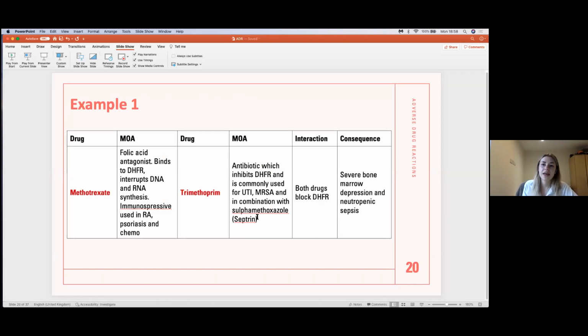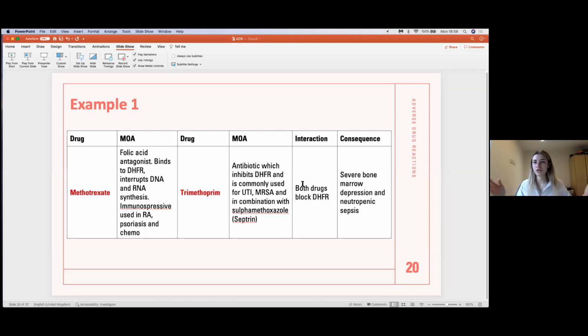So methotrexate is used as an immunosuppressive, so it's used in rheumatoid arthritis, psoriasis, and in some chemotherapies. It's a folic acid antagonist, so it binds to DHFR and interrupts DNA synthesis, basically. And trimethoprim is used for UTIs, it's used in treating MRSA, and it's also used in combination with sulfonamide, and which also inhibits the DHFR.